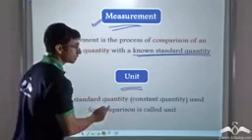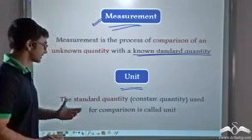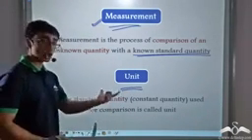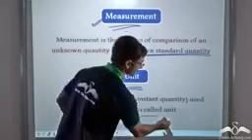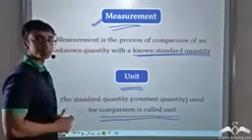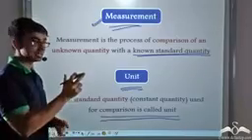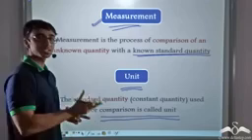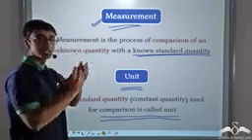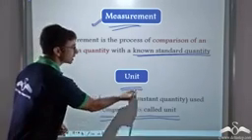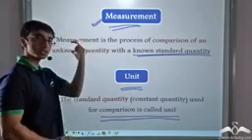Now unit. What is unit? The standard quantity, which is a constant used for the comparison, is known as a unit. So when I say 6 handspans or 10 feet, handspans, these represent a unit. Even a cubit. A cubit also represents a unit which was present in those days.